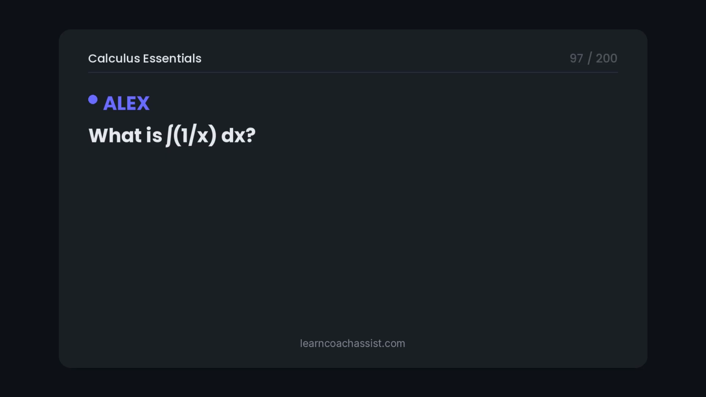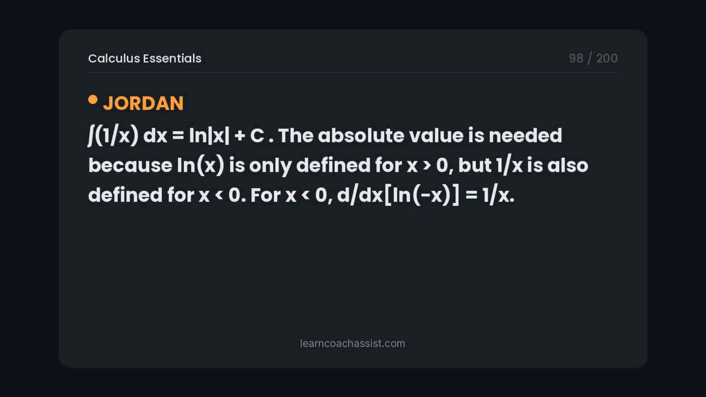What is the integral of 1/x dx? The integral of 1/x dx equals ln|x| plus C. The absolute value is needed because ln x is only defined for x greater than 0, but 1/x is also defined for x less than 0. For x less than 0, d/dx ln(-x) equals 1/x.